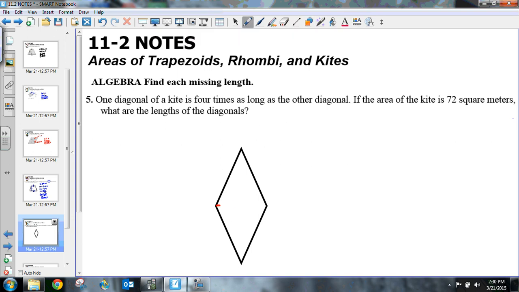All right, I'm going to identify my diagonals. This is my horizontal diagonal, and this is my vertical diagonal. I'm going to call this d sub 1 and I'm going to call this d sub 2. All right, I know that my area is equal to d sub 1 times d sub 2. So it says that one diagonal of the kite is 4 times as long as the other diagonal. Okay, now I don't know what either one of these are.